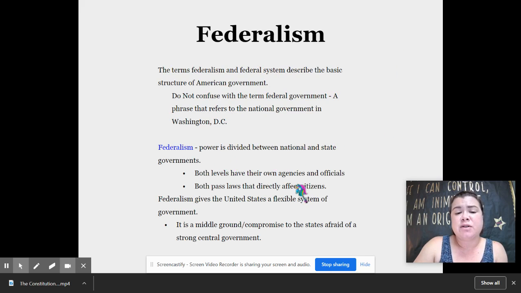So just realize that federalism is the power that's divided between national and state governments. Both sets can make and enforce laws. They may differ a little bit or even contradict each other, but the federal law will always supersede any state laws.